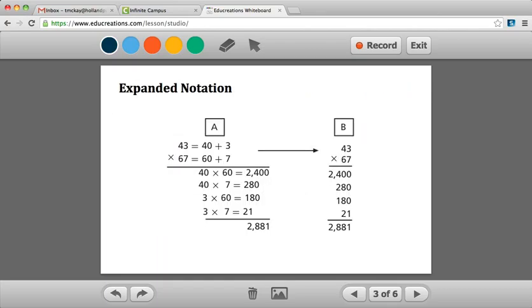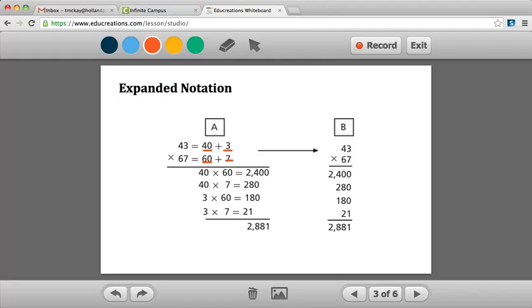The second method that we went over was the expanded notation. Now there was 2 ways with the expanded notation. There was method A and method B. A, you do the same thing. You break the number apart. So 40 plus 3 is equal to 43. And here, 67 is broken into 60 plus 7. Now you go through and you multiply.